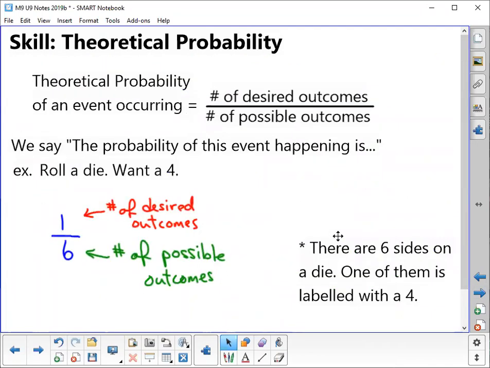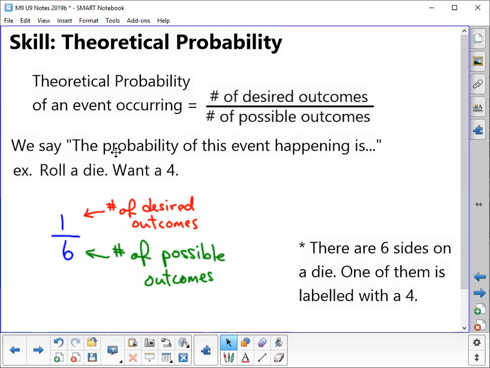Theoretical probability. So this is the probability of an event occurring. It's equal to the number of desired outcomes divided by the number of possible outcomes. And by desired outcomes, we're not talking about things that we want to happen. We're talking about things that we're wondering about happening. I never like that word desired for this. I'm curious about this. So you put that on top out of the total number of outcomes.